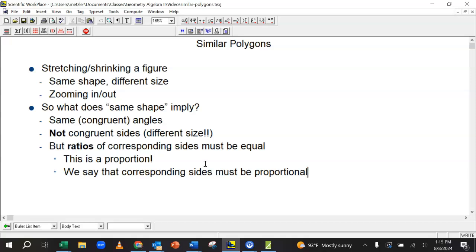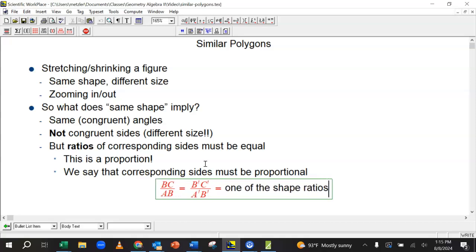Okay, so for example, there we had BC over AB. That was that 2.35 of the original figure. That had to be B prime C prime over A prime B prime. So the primes are nice in that they just talk about the corresponding vertices of the new scaled polygon. And that is one of the shape ratios. And that happens to be 2.35 in that example.